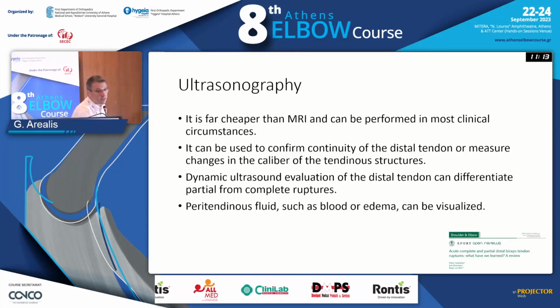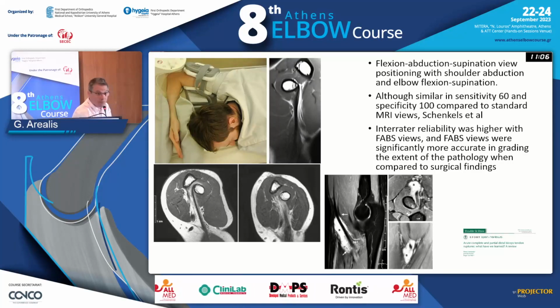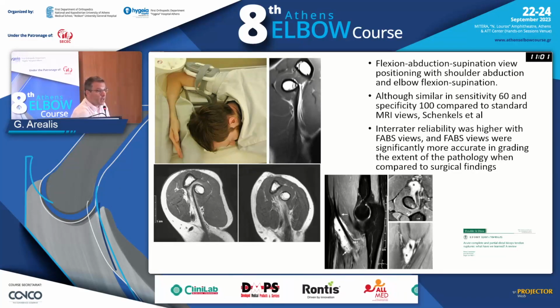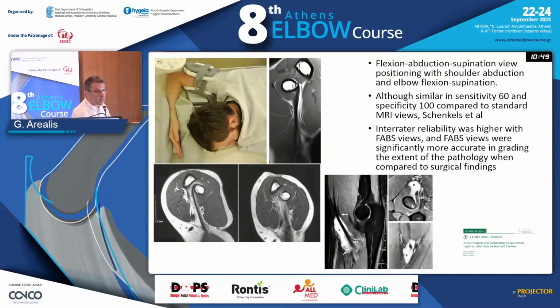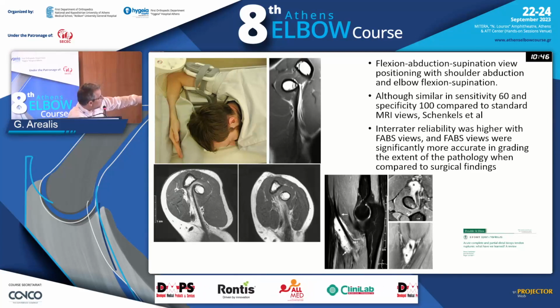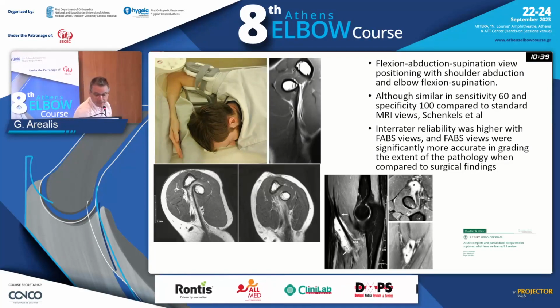But if you don't have that, then you need an MRI scan. Now, the MRI itself is not very accurate. There is this FABS view, which you can discuss with your radiology department and ask them to perform, which doesn't increase the accuracy of the actual MRI scan. What it does is it increases the inter-observer reliability, which means it's easier for us to see a tear if there is a tear. And you can see at the bottom, on the left side, the tendon is complete. On the right side, you can see there is a partial tear.